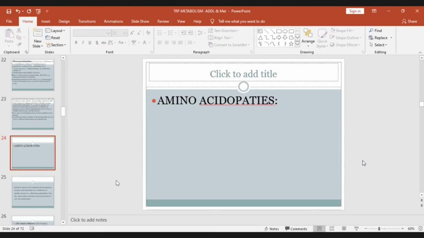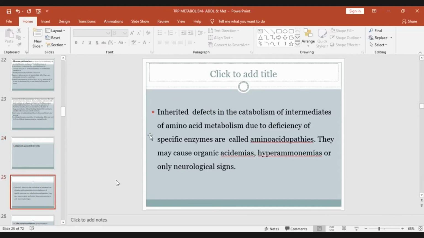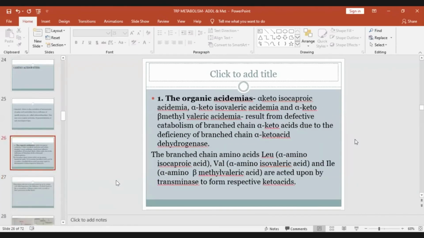Then amino acidopathies, inherited disorders associated with them. Most of them you already learned. Just it will be a revision now. Amino acidopathies means inherited defects in the catabolism of intermediates of amino acid metabolism due to deficiency of a specific enzyme. They may cause organic acidemias, hyperammonemias, or only neurological signs. So these three types of manifestations can be seen as a result of amino acidopathy, that is inherited defects of a specific enzyme that participates in the catabolism of that particular amino acid. So deficiency of any of the enzymes can result in amino acidopathies, inherited disorders.